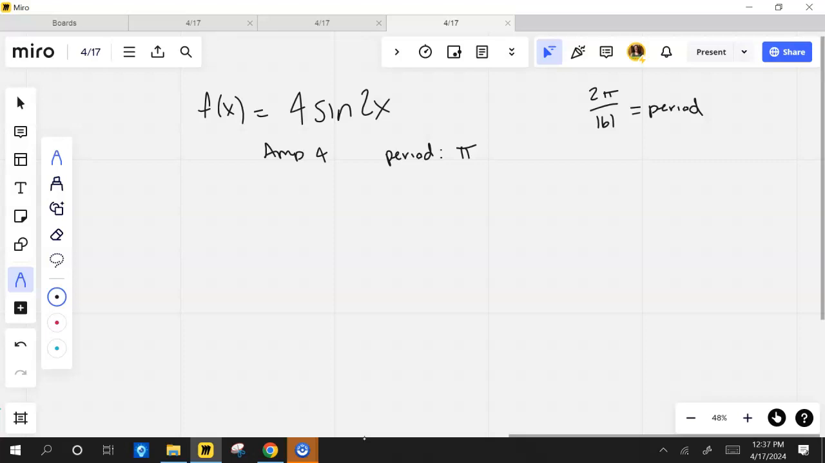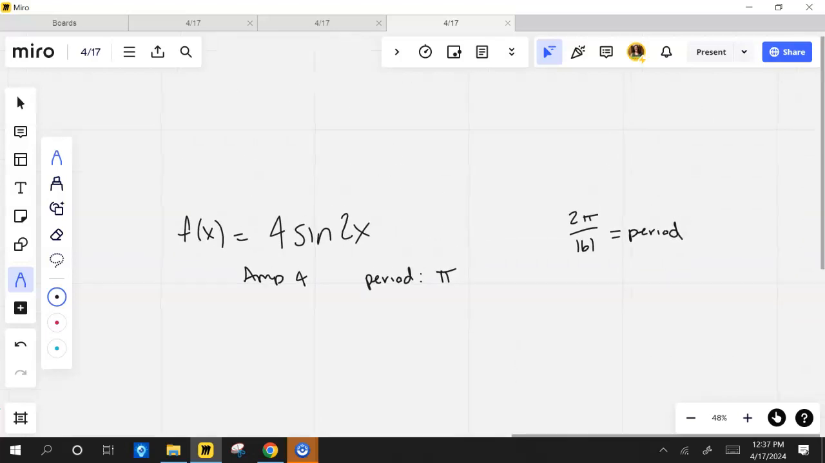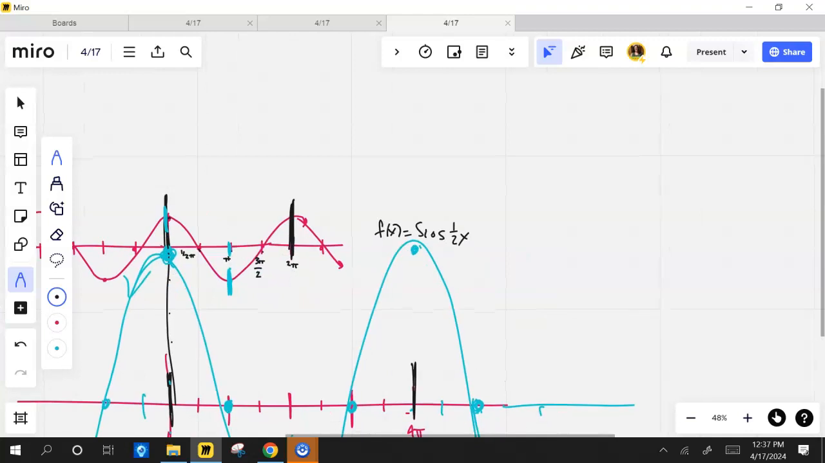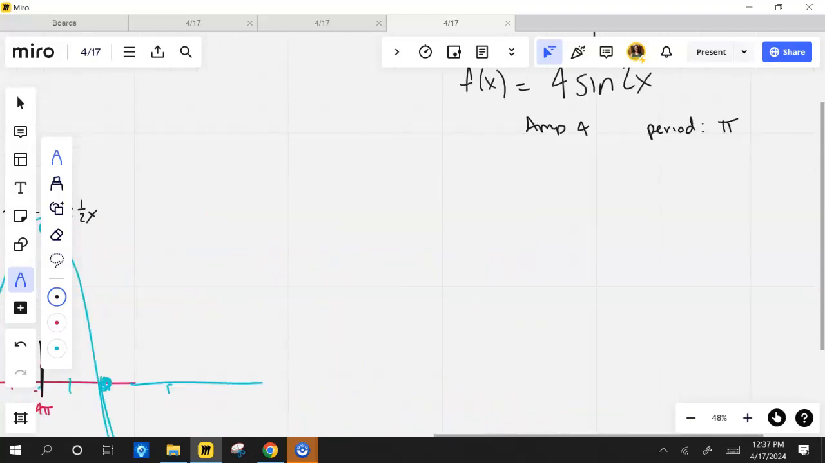Okay, so period is how long it takes. I always take the parent graph. So the parent of sine, right? The parent of sine has a period of 2 pi. Each one of these is a half of a pi. Well, I'm just doing the parent right now. Sine and cosine, it's the same parent graph every time, but you just have to remember one starts at 1 and one starts at 0.